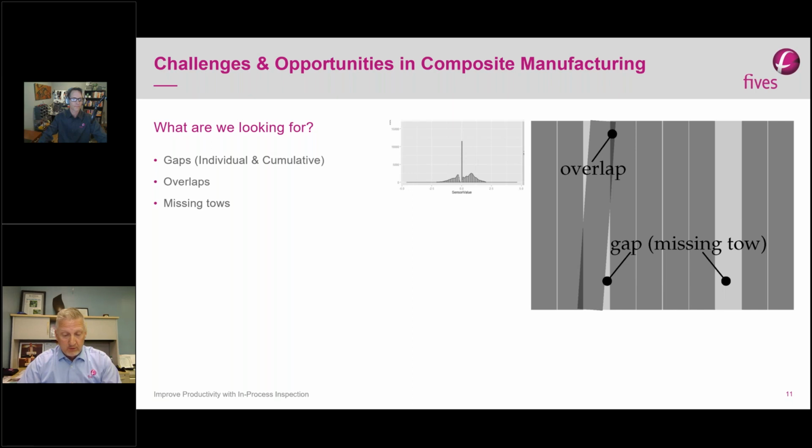So first of all, what are we looking for? There are 9, I'll call them 9 groups. First, gaps, individual and cumulative gaps. So I'm looking for gaps in between toes. I'm also looking for overlaps. Not only if there's a gap, most likely adjacent to that will be an overlap. And then I'm looking for missing toes. In this area here is a toe that is actually missing. And again, I'm going to assume that you know what a toe is and you know what fiber placement is.